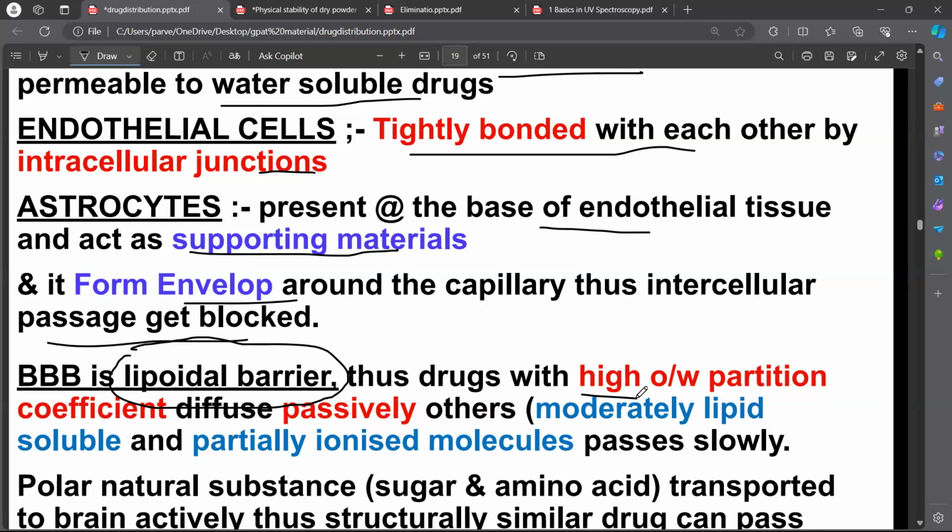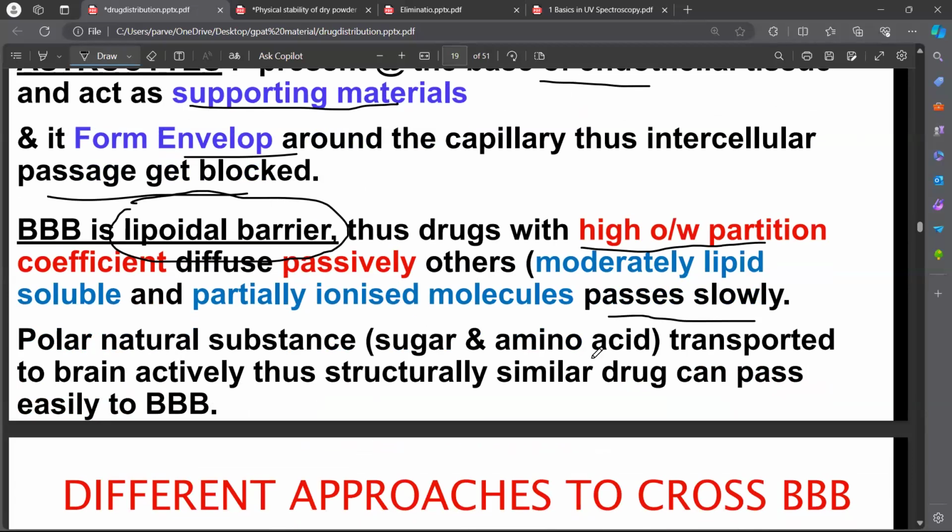So drugs with a high partition coefficient, basically log P greater than 3, diffuse passively; others that are moderately lipid soluble and partially ionized pass slowly. So high log P molecules pass easily and faster. For polar natural substances, the transport is active, thus structurally similar drugs can pass the blood-brain barrier. What does this statement signify?